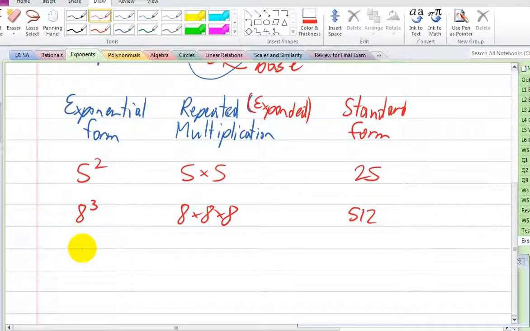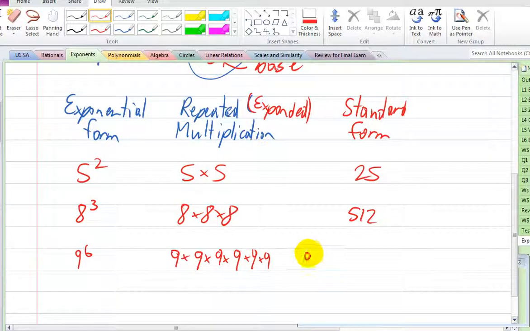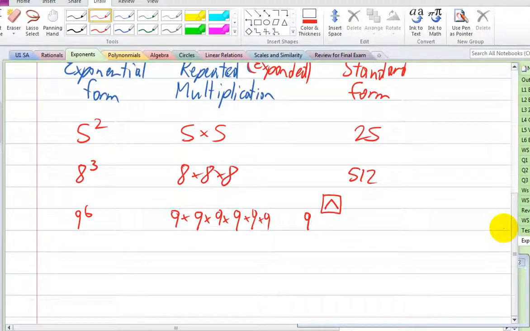So let's try this one. 9 to the exponent 6. So repeated multiplication, don't touch your calculator, put it down. You always got to write first. Okay. So what I want you to do on your calculator, you're going to hit 9 and then your exponent button. Some of you, that's going to be an upside down V. Most of the new ones, that's what it is. Or it's going to be an X to the Y. Or it's going to be a Y to the X. And then you're going to have to press 6 and then equals.